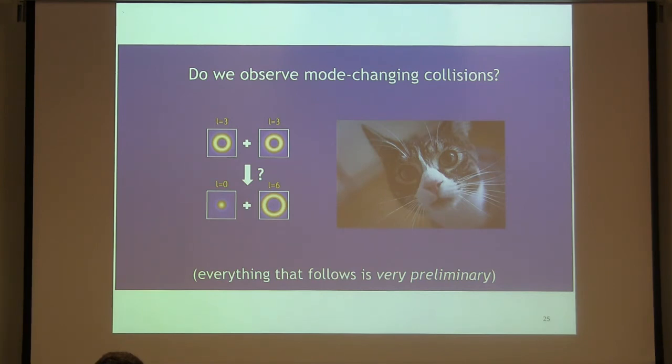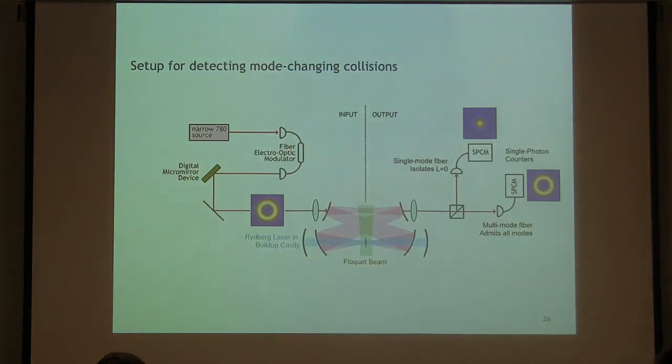The key point here is that this may look like the way a parametric down converter works, but we've also measured blockade in L equals 3, which means that there are never more than 2 L equals 3 photons in the cavity. So this is in a very strongly interactive regime. Okay? So the first signature here is to see that these L equals 0 and 6 photons come out. Okay? So how does the experiment work?